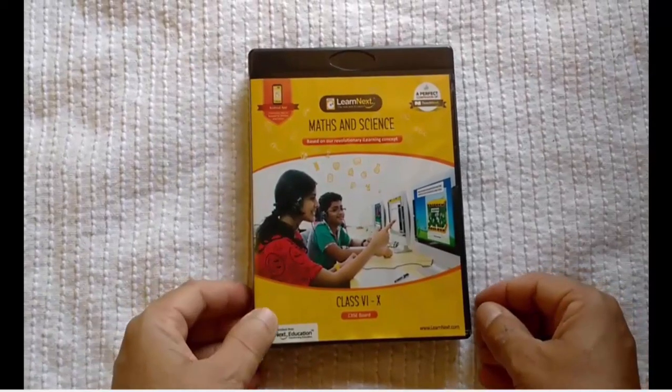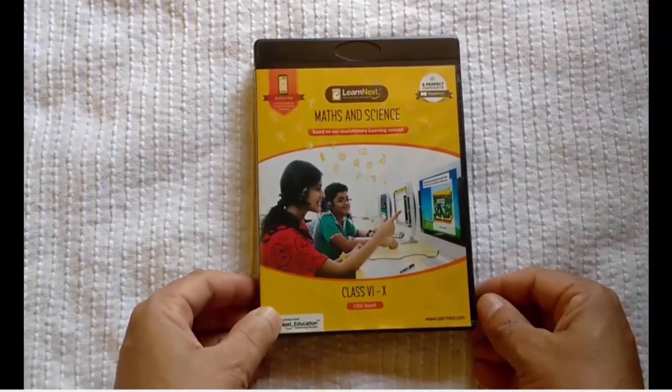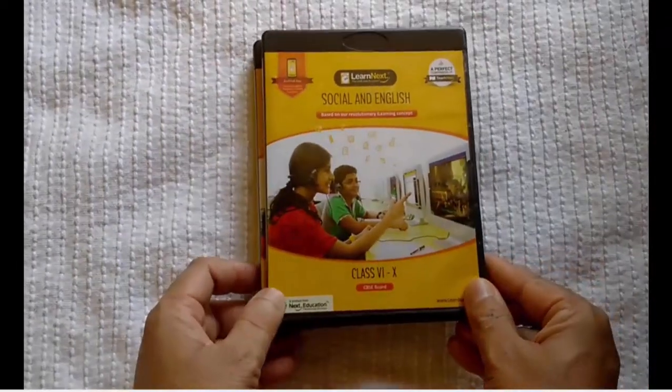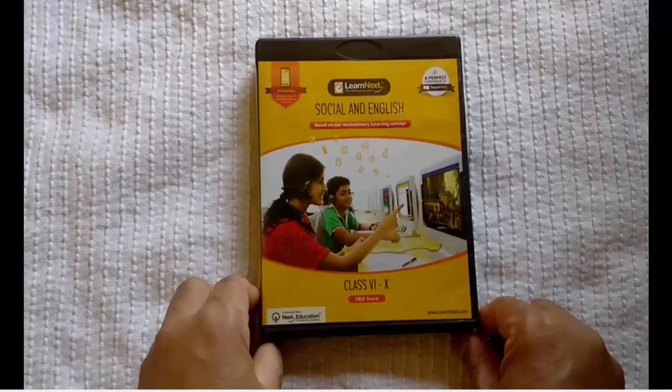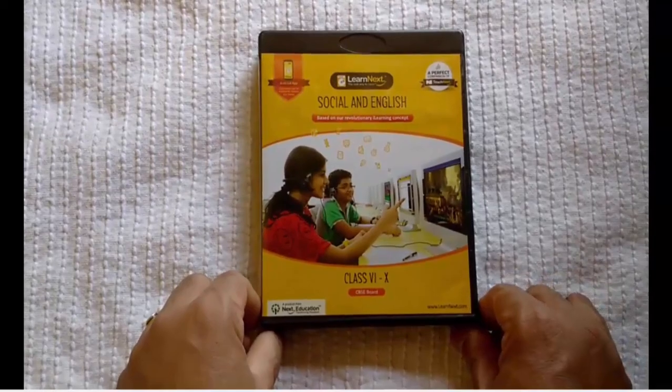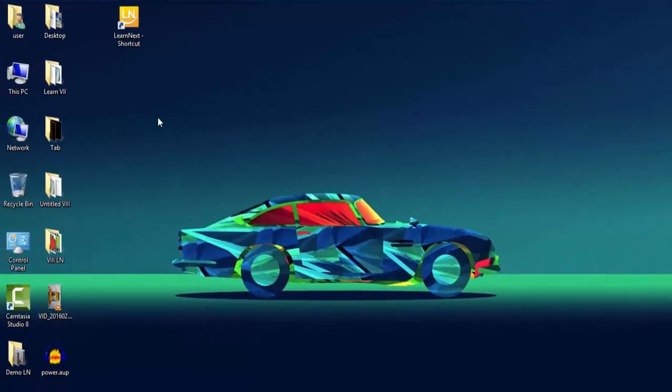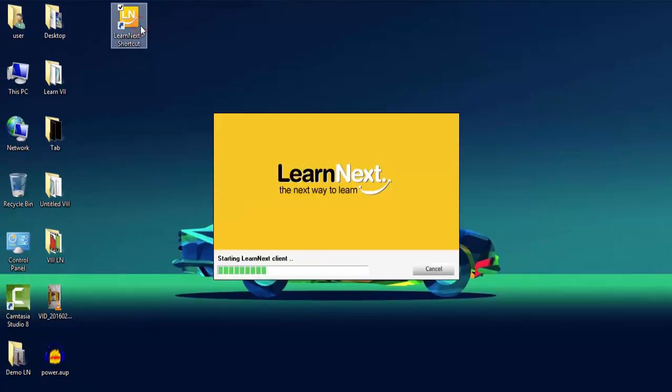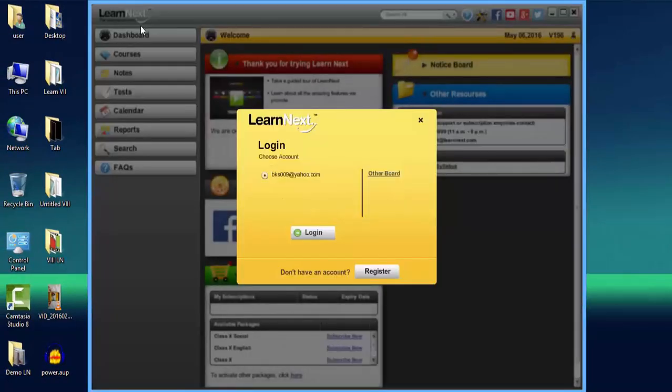For the 9th standard, 2 packages are there. One consists of math and science, and the second is of social science and English, consisting of history, geography, civics, economics, English grammar and English writing skills. Once it is installed, this type of icon will be there on your computer screen. Just double-click the icon, and you will go to the login page. While installing, you may create the ID as well as the password with your name.